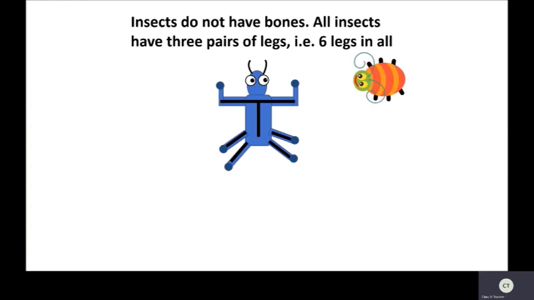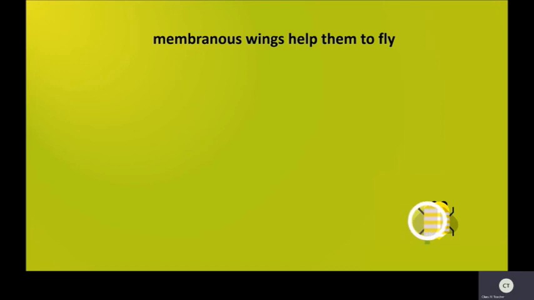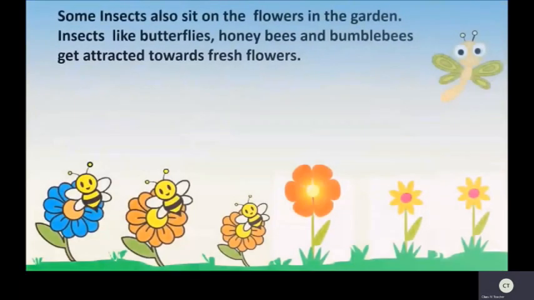Yes. Insects do not have bones. All insects have 3 pairs of legs, 6 legs in all. Yes, have you seen here? Many of them have 2 pairs of membranous wings. See these wings? Yes, they help to fly.